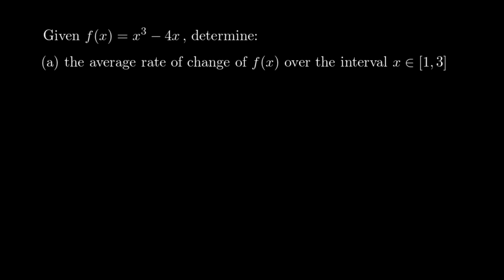So part A is asking us for the average rate of change of this function over a specific interval, where x belongs to the interval of 1, including 1, all the way up until 3. And if you're not familiar with interval notation, all that means is we're only looking at x values where x is greater than or equal to 1 and less than or equal to 3, using inequalities instead of that interval notation. You should familiarize yourself with interval notation because it's used a lot in calculus.